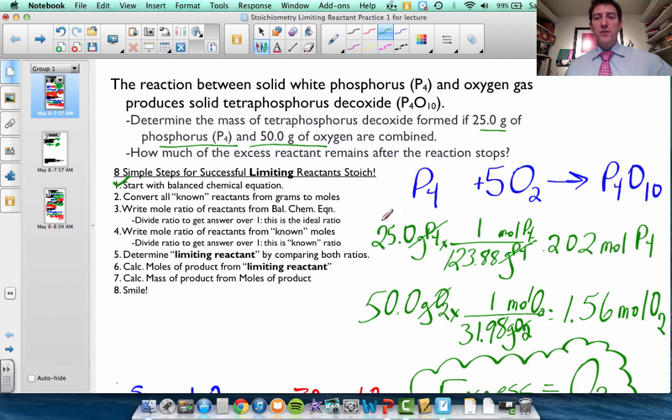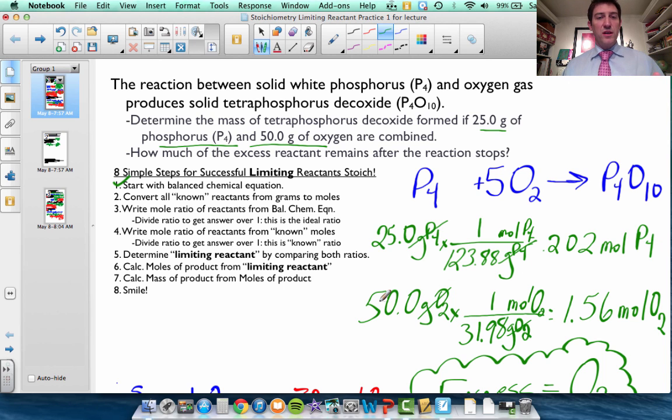I started with the phosphorus, 25 grams, and I need to have grams on the bottom of my next conversion factor and moles on the top, so I'm turning it into moles. To get this number right here, I figured out the molar mass of P4. So I looked up the mass of phosphorus on my periodic table, times it by 4. This is the number I get. When I do the math on that, that's how many moles of phosphorus I bought at the store.